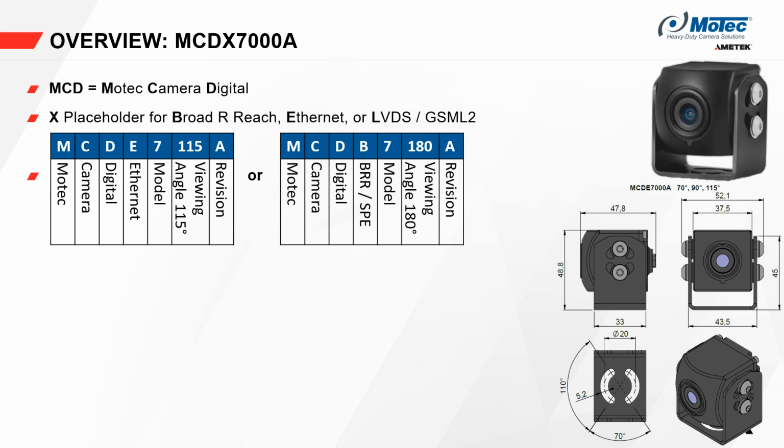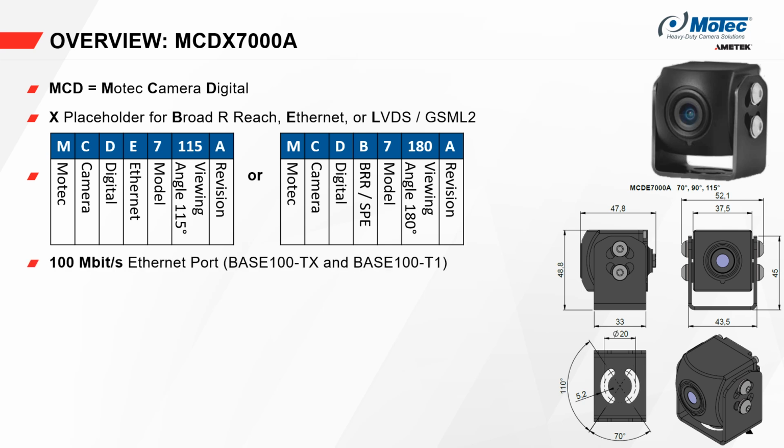The last 3 digits in the number represent the viewing angle of the camera. Lastly, the A at the end of the name indicates the camera's hardware revision. So a MCDe7115A would be a digital Ethernet camera with a 115-degree viewing angle, while an MCDb7180A would stand for a broader reach camera with a viewing angle of 180 degrees.